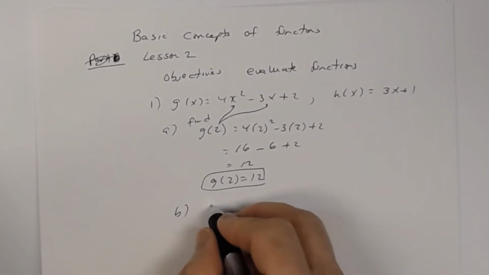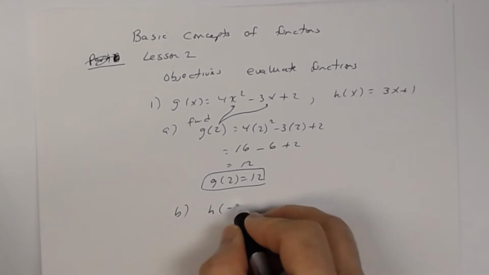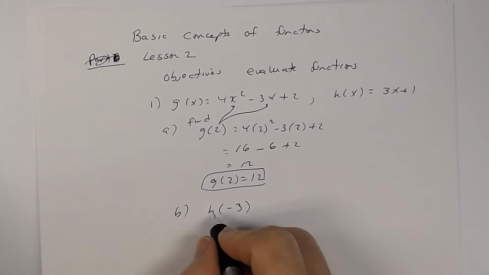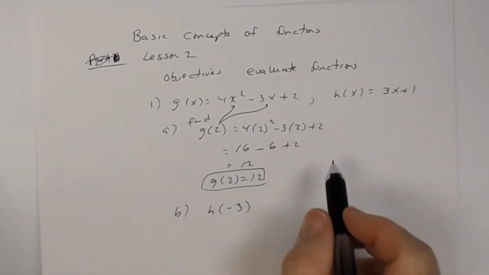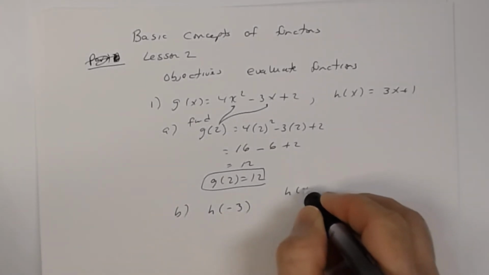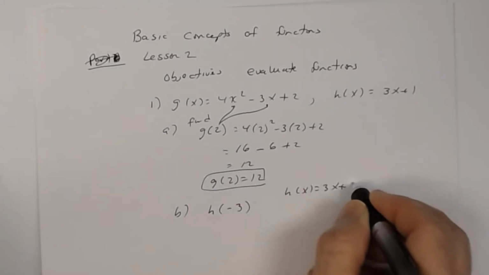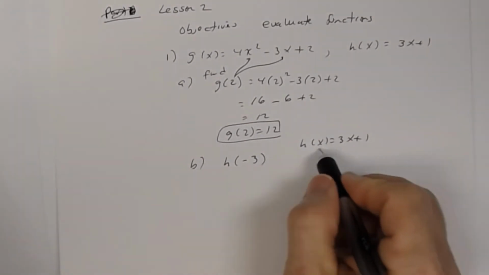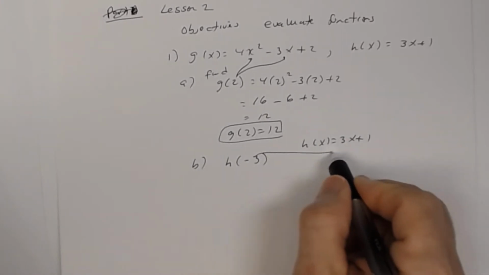Part B, let's suppose I want to find h of negative 3 instead. Well, remember what that means. Now I've got to go to my function h. So this is your h right here. Make sure you go to the right one. So h of x is 3x plus 1. That's important. And now where we see the variable x, you're going to substitute negative 3.